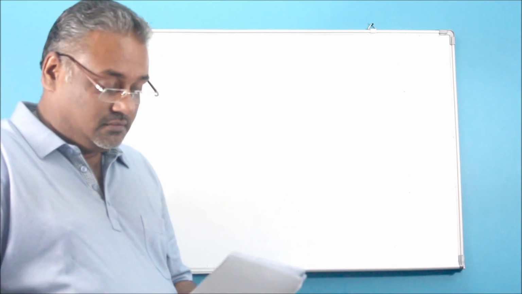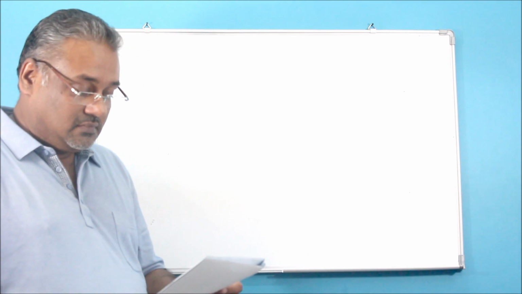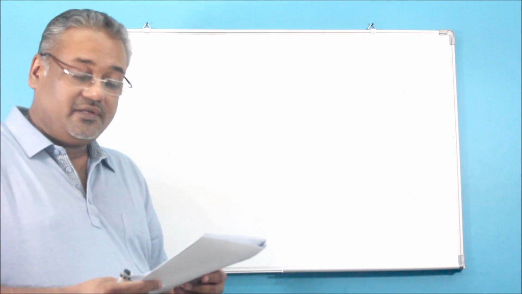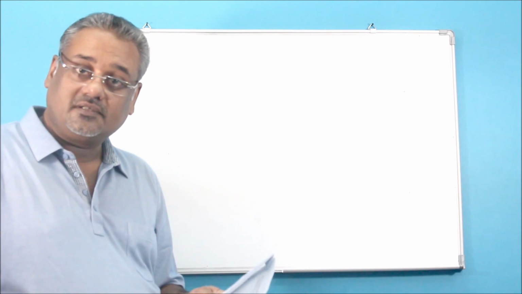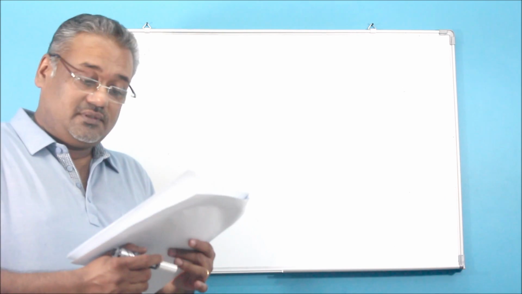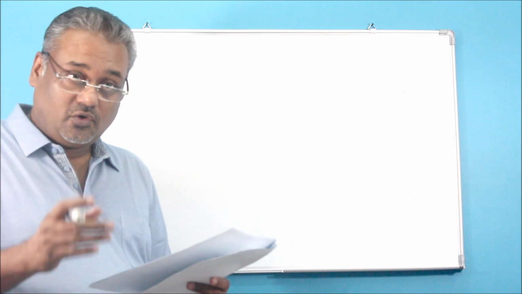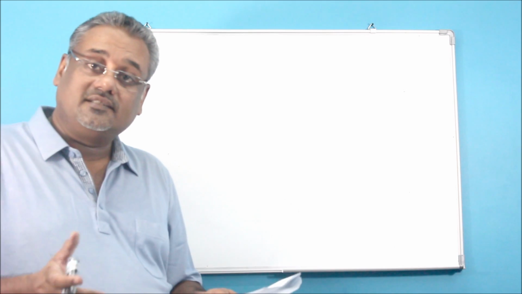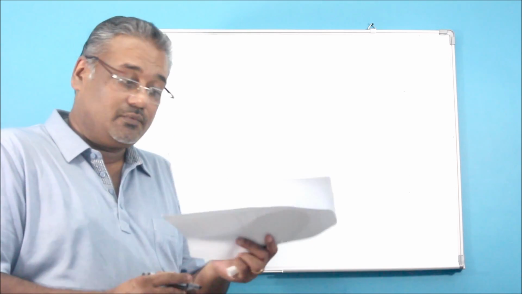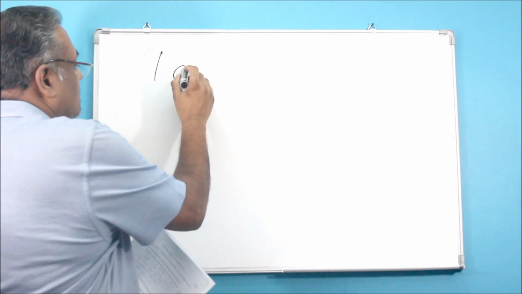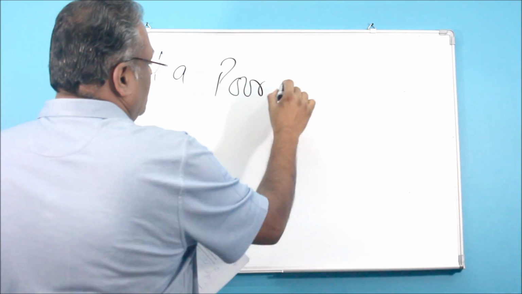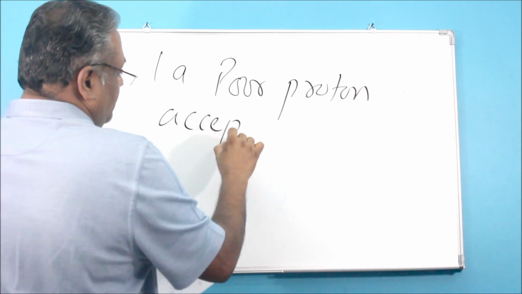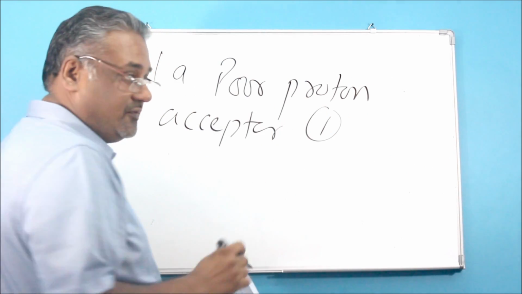Now the first question says, describe what you mean by a weak base. By definition, bases are proton acceptors, we know that. Since this is a 3-mark question, you could always start with a good definition, and you could say, a weak base is a poor proton acceptor, so that would give you the first mark.